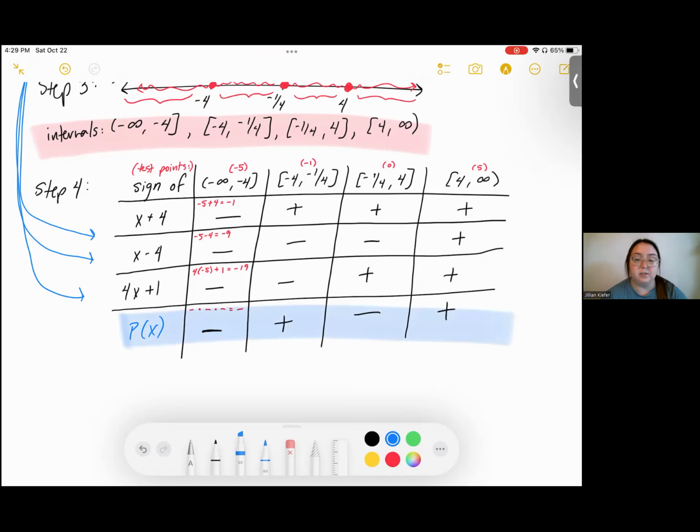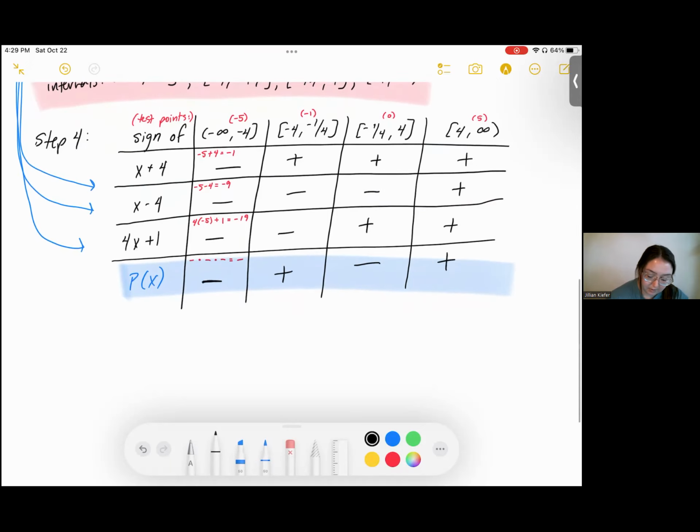So we've got our final total here at the bottom. We're saying our polynomial P of X is negative on the intervals -infinity to -4 and -1/4 to +4. And then our polynomial is greater than 0, or it's positive on the intervals -4 to -1/4 and 4 to infinity. So we're just going to make those statements really fast.